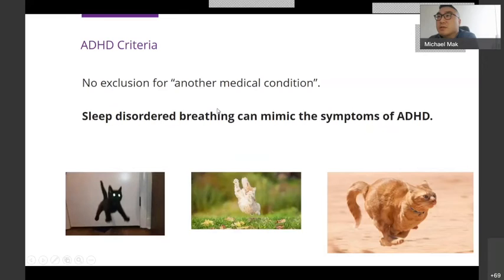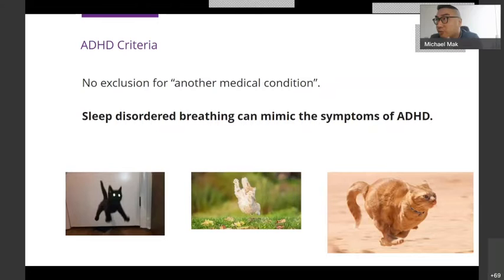So in that criteria, I didn't review it for fun, you'll notice that there isn't an exclusion for another medical condition. So a lot of conditions in our psychiatric Bible, the DSM, they say that the symptoms can't be better explained by another medical condition. And we know in the last 20 years, a lot of research has gone into identifying that there is an overlap between what we call sleep disordered breathing and ADHD symptoms, leading to inattention and impulsivity and hyperactivity.